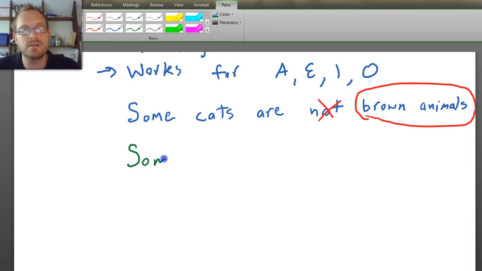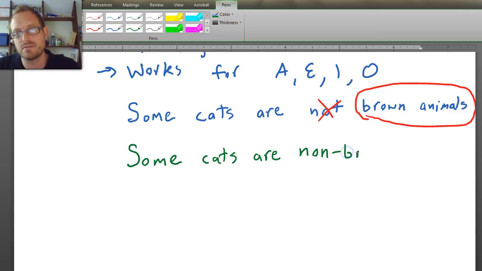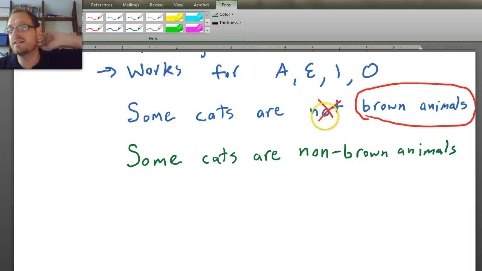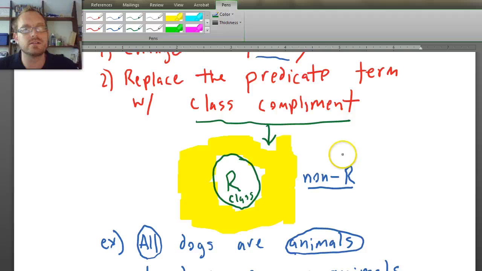Some cats are non-brown animals. You can see here, it almost seems like we just moved the negation into the term itself. And that's actually exactly what we've done. We've taken the negative out of the statement and negated the term by using the class complement. Some cats are non-brown animals, and this statement is logically equivalent with the original. If we did Venn diagrams here, and I'll show you this in a minute, we would see that the Venn diagrams are identical. So that's the second operation. That's aversion.